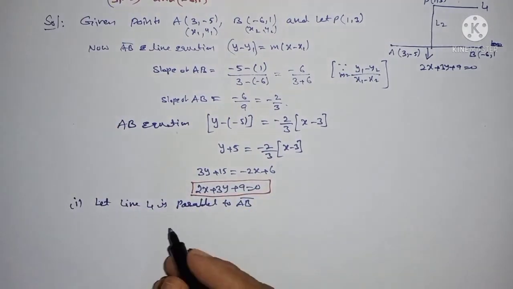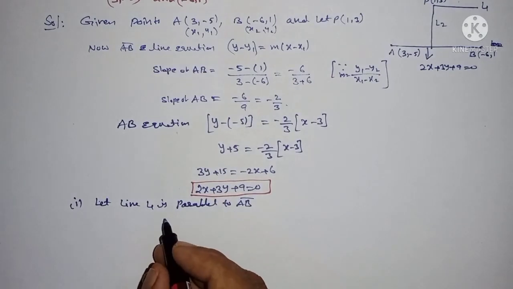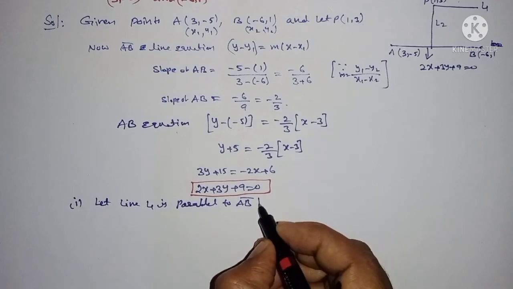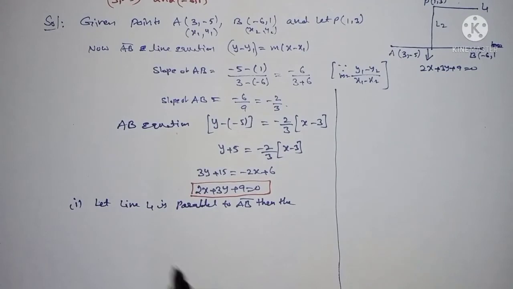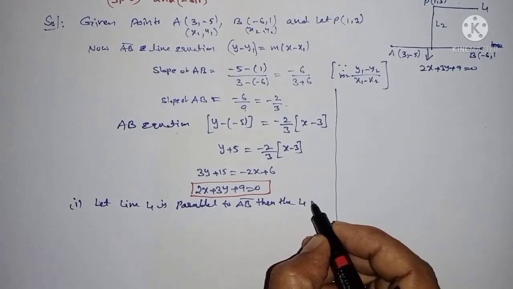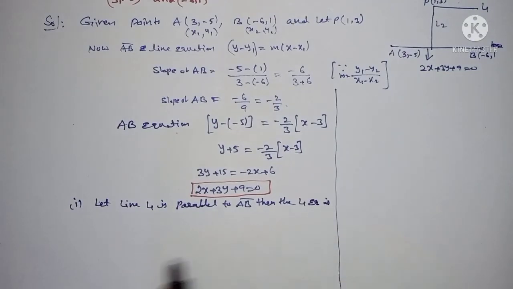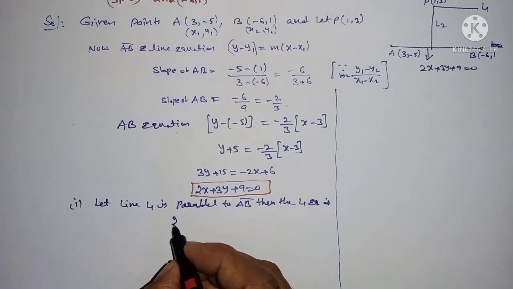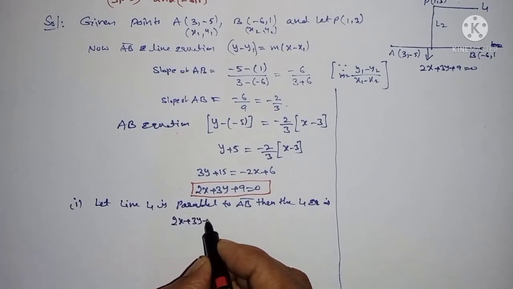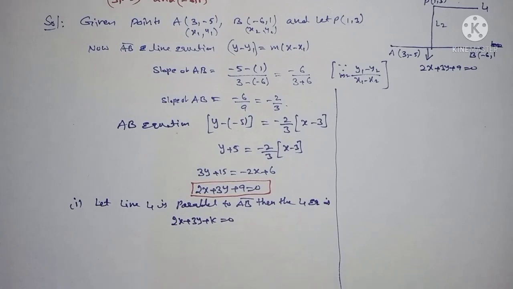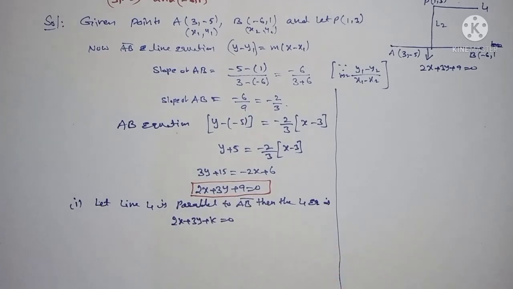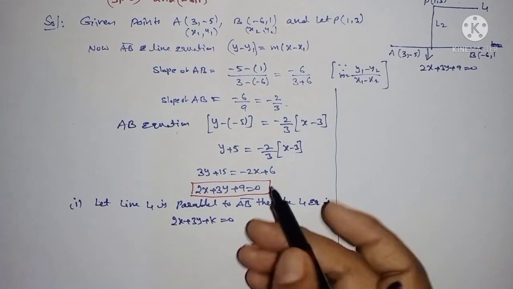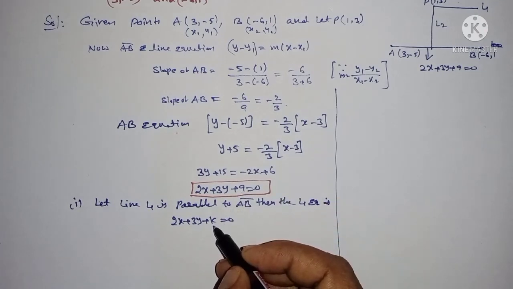If it is a parallel line, then the L1 equation is 2x plus 3y plus k is equal to 0. It is parallel, which means the x and y coefficients are the same, but c1 and c2 are not the same. Therefore the constant I can observe is k only.